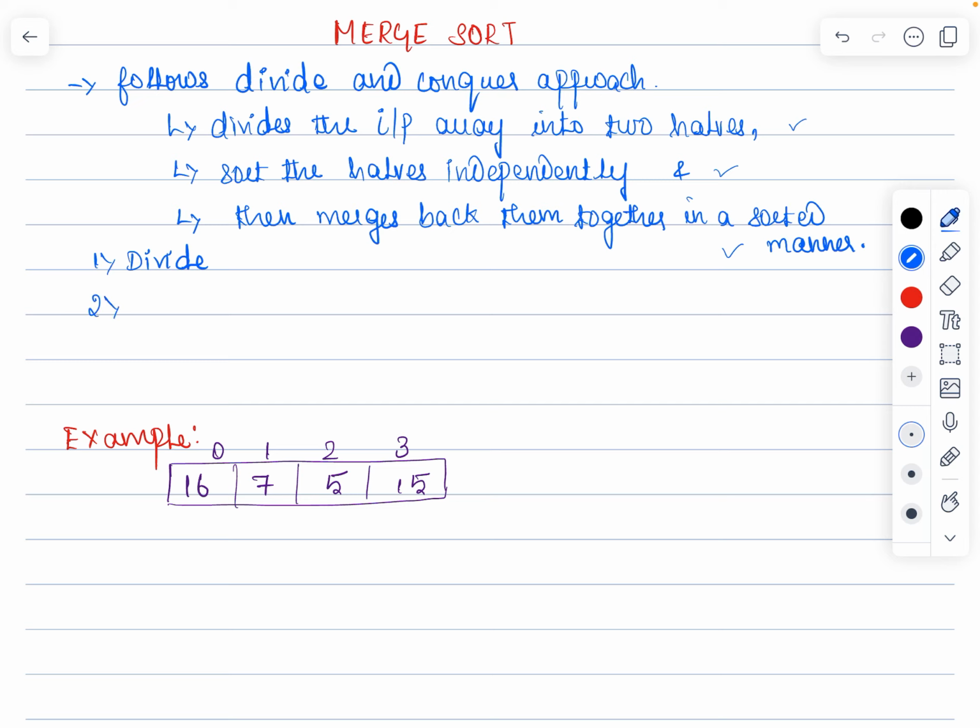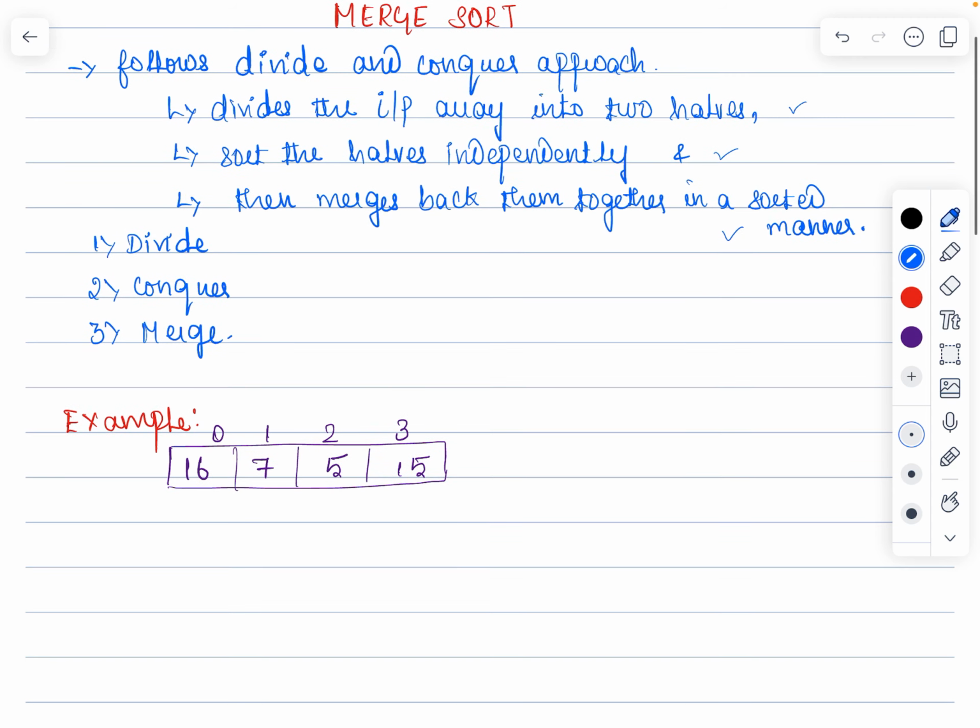Once divided, the next step is going to be the conquer step. In the conquer step, we are just going to recursively sort each and every subarray. Once the conquer step is over, the third step is going to be the merge step. Under the merge step, all the sorted subarrays are merged back together to form a single sorted array. So this is how the merge sort algorithm is going to work.